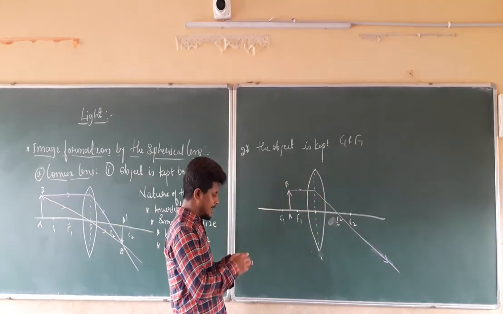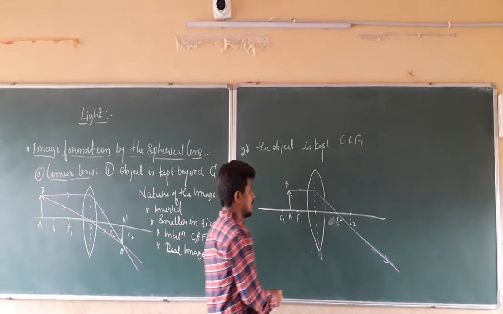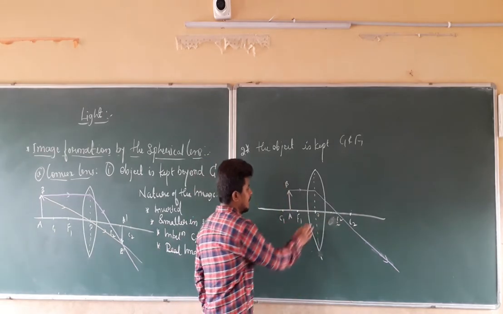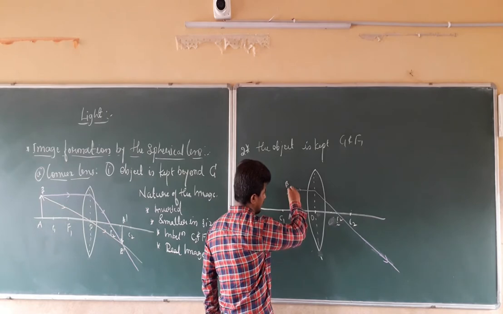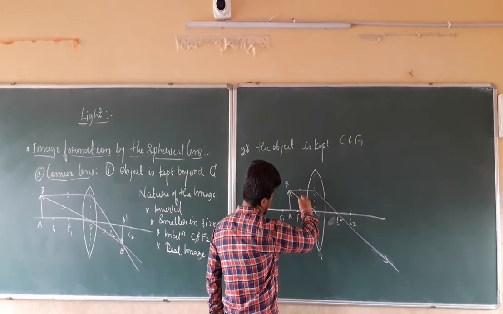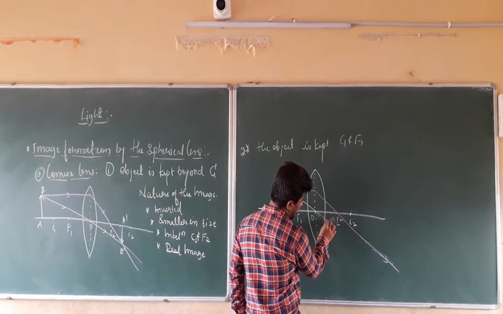When I take the second light ray, I am going to take the light ray which is going to travel through the optic center. If I take that light ray which is passing through the optic center like this, this is the incident light ray. It is going to continuously travel like this.